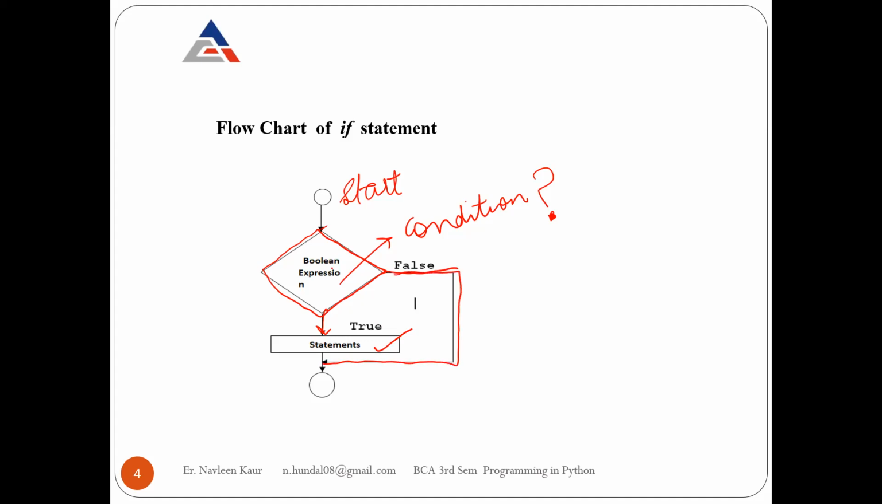Okay. So if the condition is true, it means, can you see this is labeled as true? So statements will run and then your program will stop. But if the condition is false, the program will stop normally without executing this statement. It means these statements will be skipped if the condition is false in case of if statement.